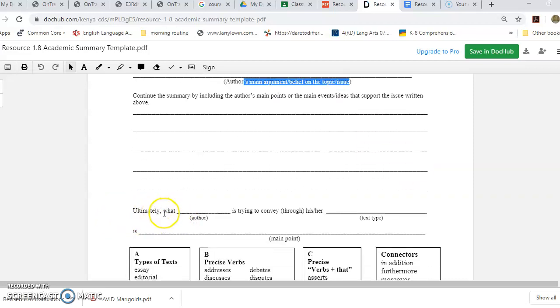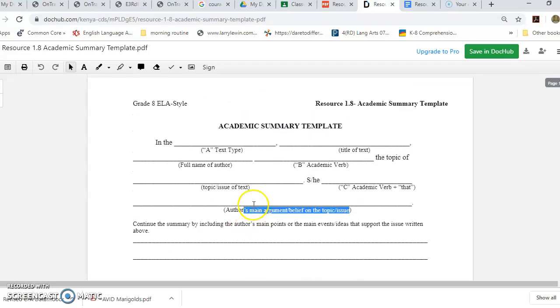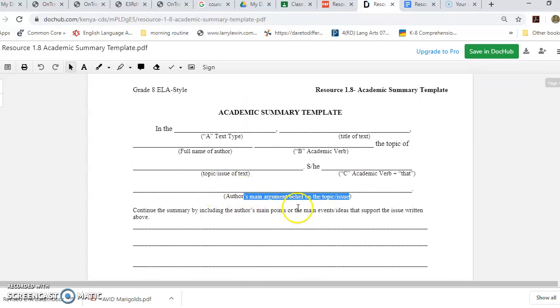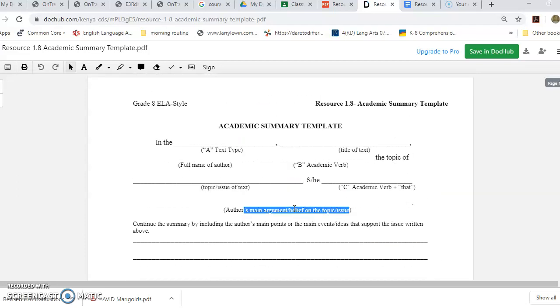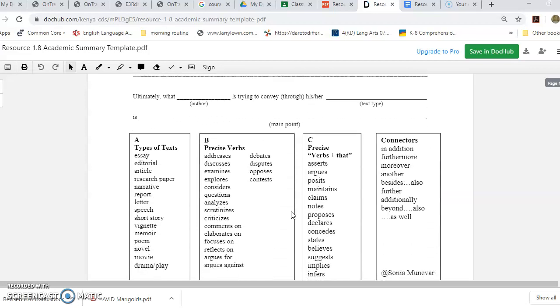Here's your concluding sentence. Ultimately, you got your transitional word. And then you're going to tell me the author's last name is trying to convey through her. You're going to tell me the text type is. You are going to rephrase that main point, that main idea, that central idea that you put up here. Okay? Seems like a lot. You have access to this. I put it in your Google Classroom.